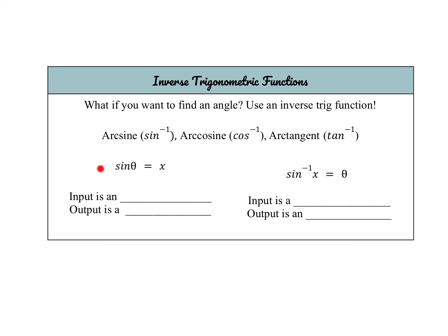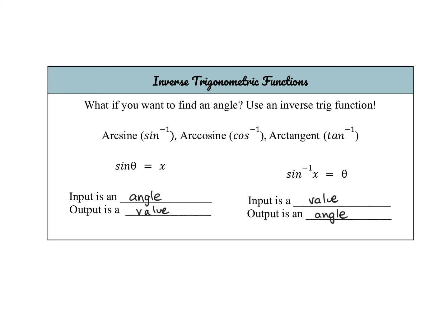So remember, when you're working with just one of your original trig functions, like the sine of theta equals x, our input right here is an angle, and then our output is some value. When we set up our trig ratios, we would say the sine of 36 degrees equals some value. But with our inverse trig functions, our input is now some value, and the output is an angle. Because remember, for inverse functions, the input and the output are swapped.